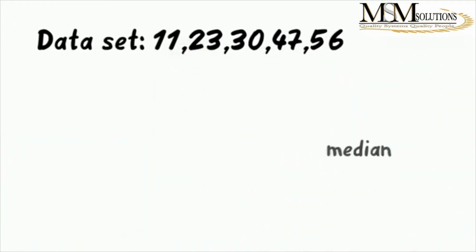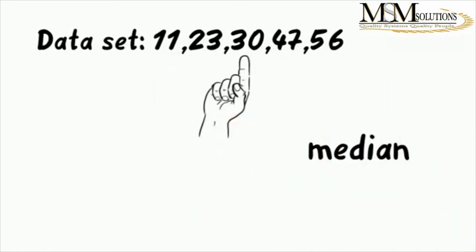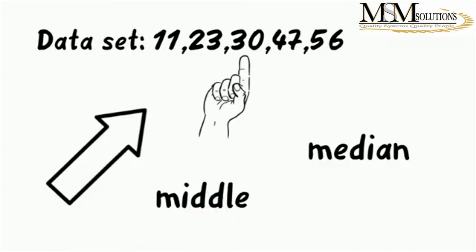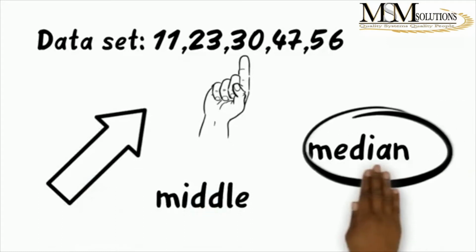Then we have the median. The median is the middle of the sorted number series. So when you calculate the median, the first thing you need to do is sort them in ascending order and then find what is in the middle. So the number that is in the middle will then be the median.